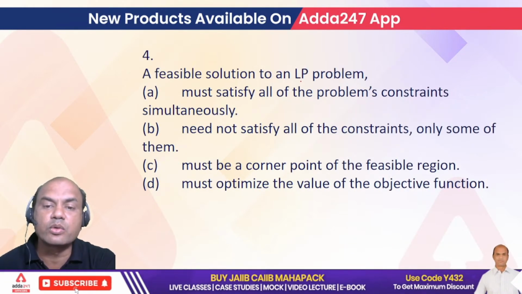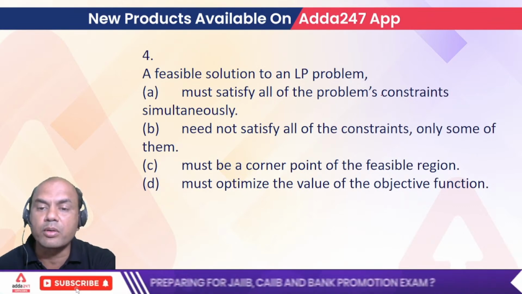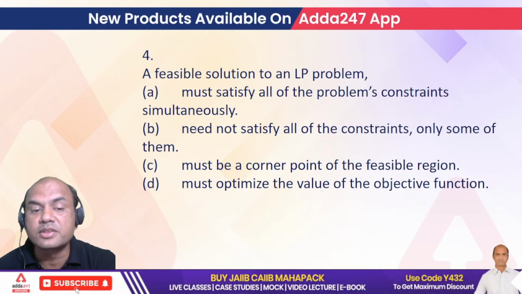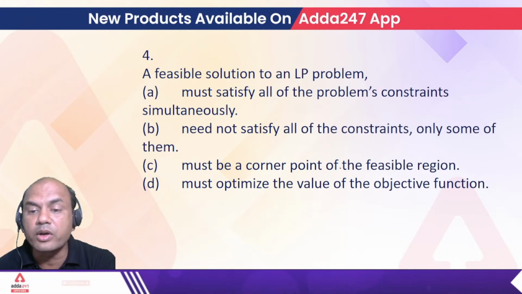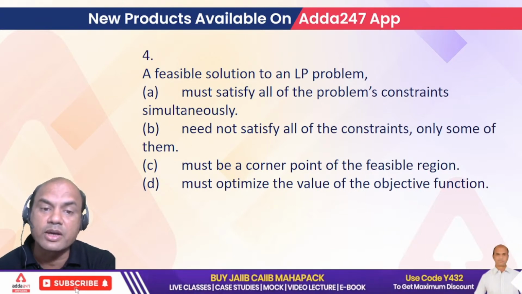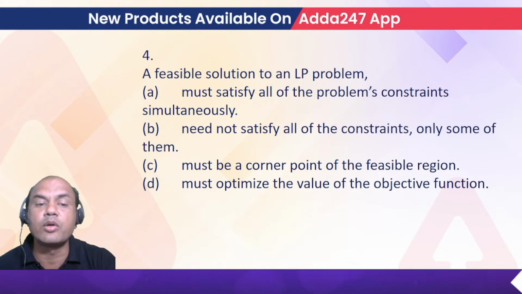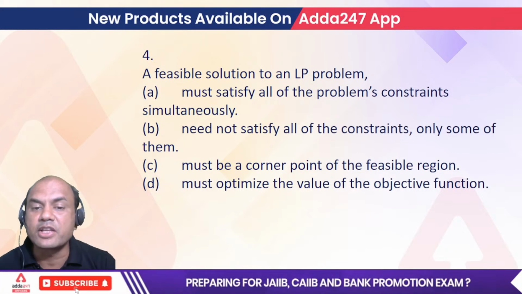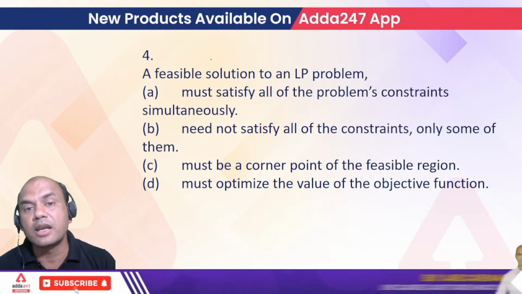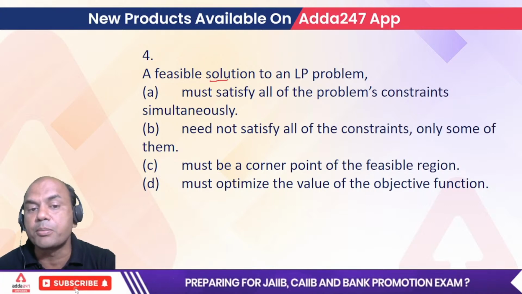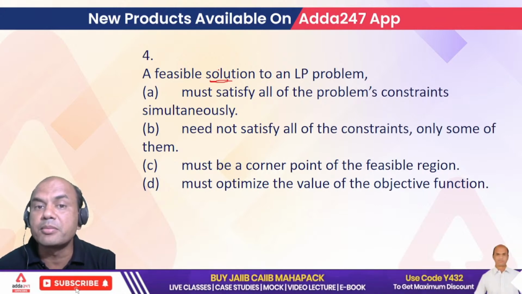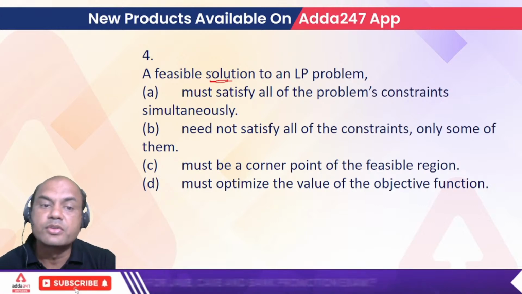A feasible solution to an LPP must satisfy all the problem's constraints simultaneously. Or, need not satisfy all the constraints, only some of them. Or, must be at the corner point of the feasible region. Or, must optimize the value of the objective function. So which is the correct one? First let me see how many of you can try this. Okay, may satisfy all the problem constraints simultaneously. So feasible region, what is feasible? Always remember, one is optimal and the second is feasible. Feasible means it covers all the points. Optimal means it is available at only one point.